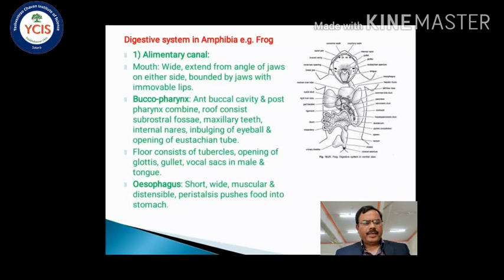The next part in the alimentary canal is the esophagus. The esophagus is a short, wide, muscular, and distensible tube. The peristalsis of the esophagus is useful to push the food into the stomach. The esophagus is also very short in the frog due to the absence of the neck.